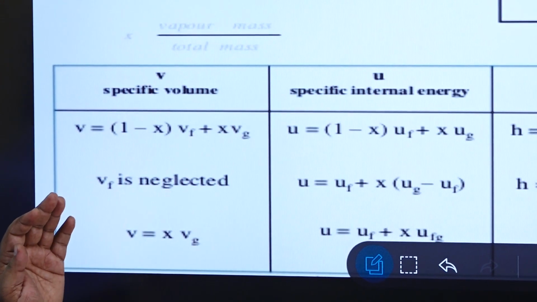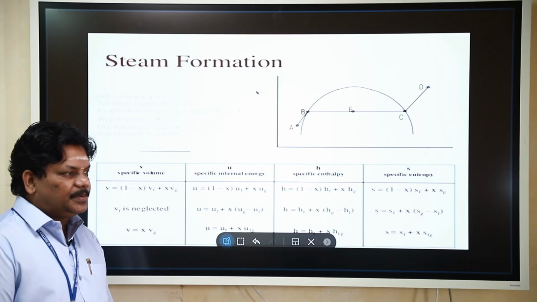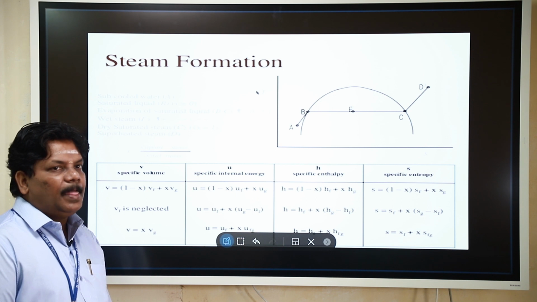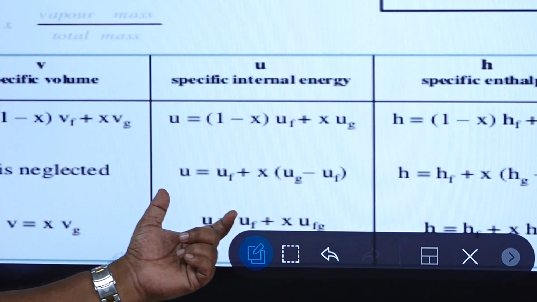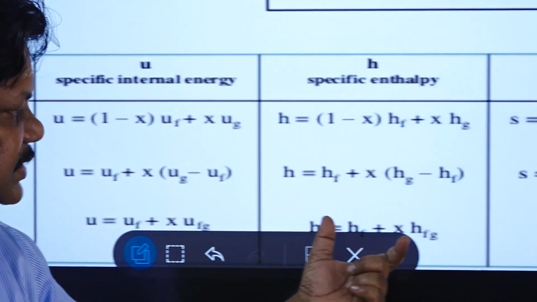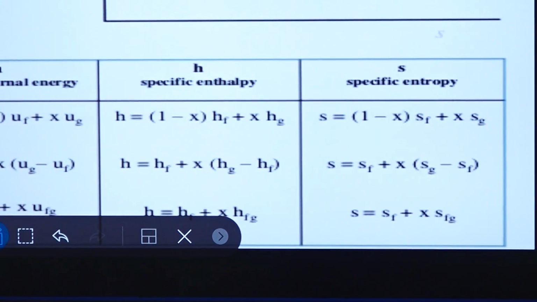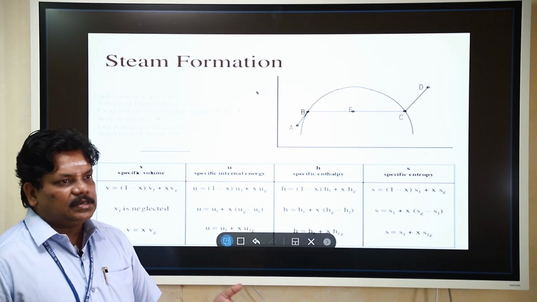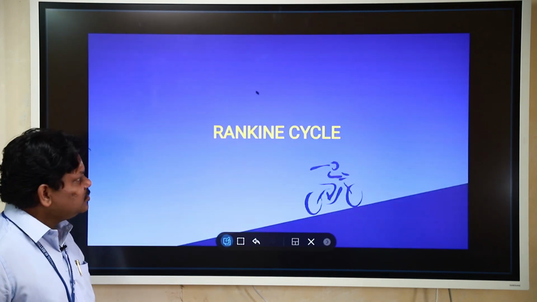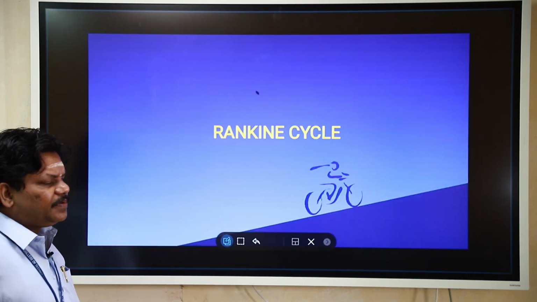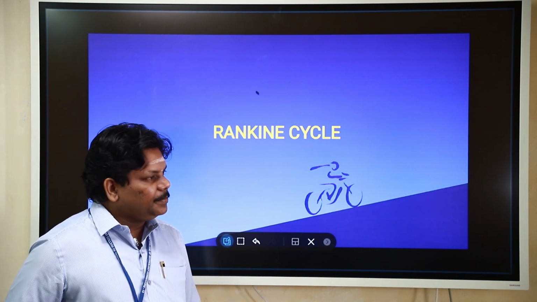You should know the formulas for dry steam, wet steam and superheated steam. All the formulas should be known to you for enthalpy and entropy, and also the specific volume for each and every condition. So you should know the formulas for internal energy, specific enthalpy and specific entropy for wet steam, dry steam, saturated, and then superheated steam. Dry steam is nothing but saturated. You have to be thorough with the formulas, and you should know when to use them. It depends upon the condition.